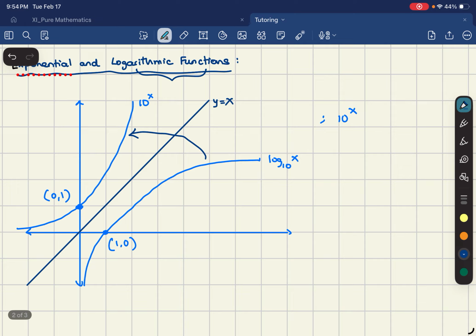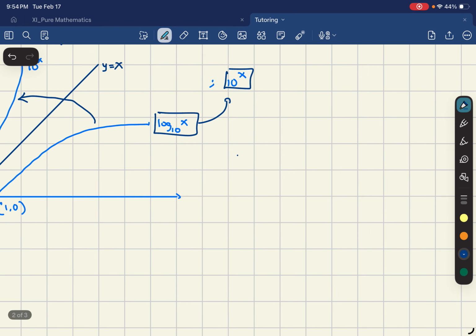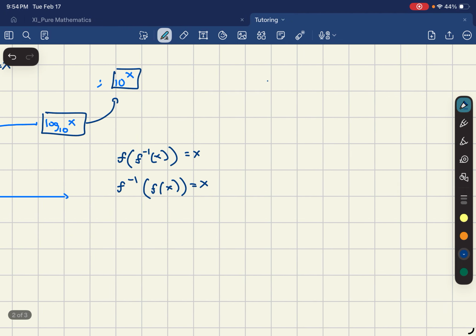And that is a property of inverse functions. Although we haven't properly discussed inverses of a function yet, basically log base 10 and 10 to the power x are inverse functions. And inverse functions satisfy this property: f of f inverse of x should equal x, and f inverse of f of x should equal x. And basically, that means that 10 to the power log base 10 of x should equal x, and log base 10 of 10 to the power x should also equal x. And this you will find is true.